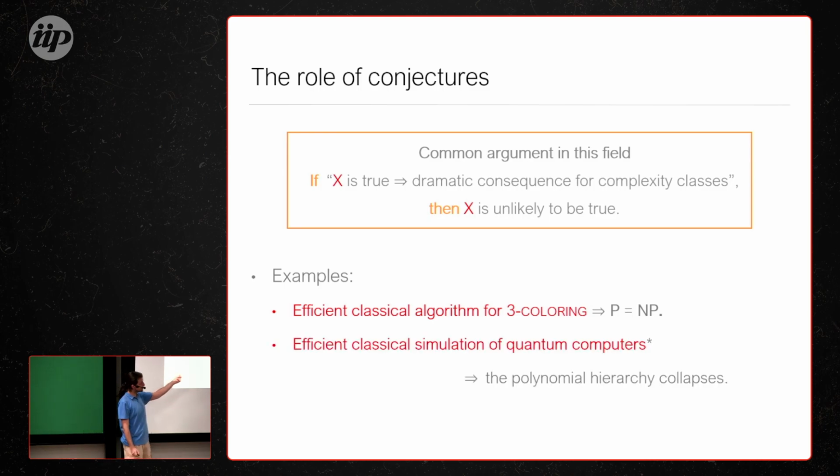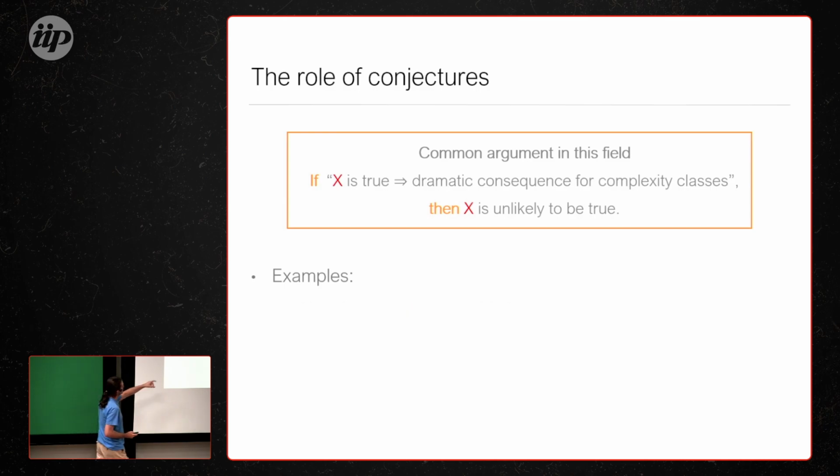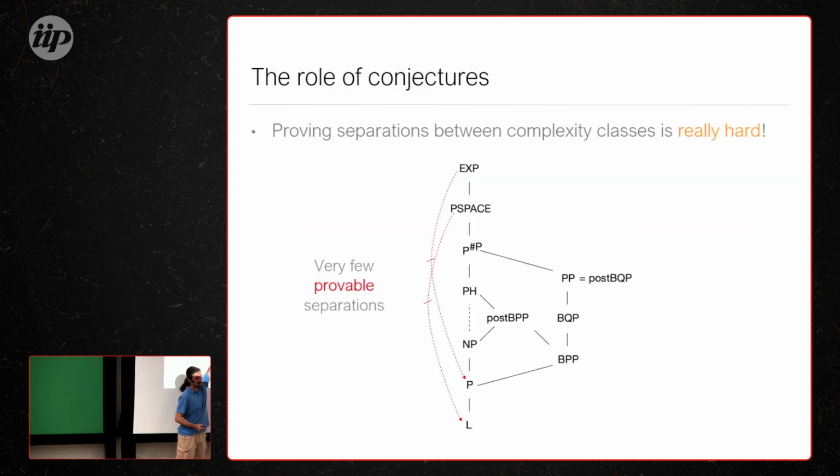And the story of quantum computing also fits in that logic, because you can show that efficient classical simulation of a quantum computer would imply a collapse of the polynomial hierarchy, right? The polynomial hierarchy is this guy here. Doesn't matter, the details don't matter. It's just supposed to be an infinite tower of complexity classes.